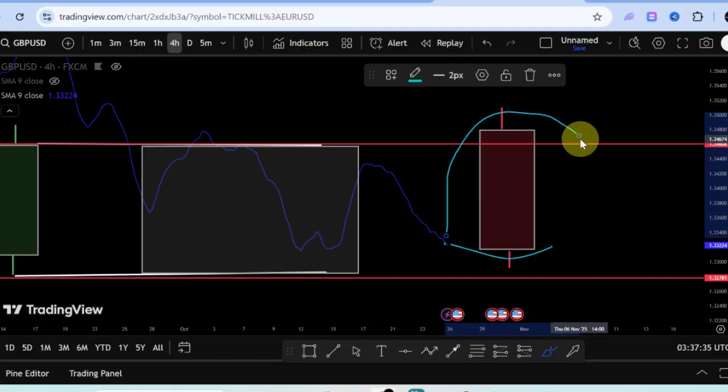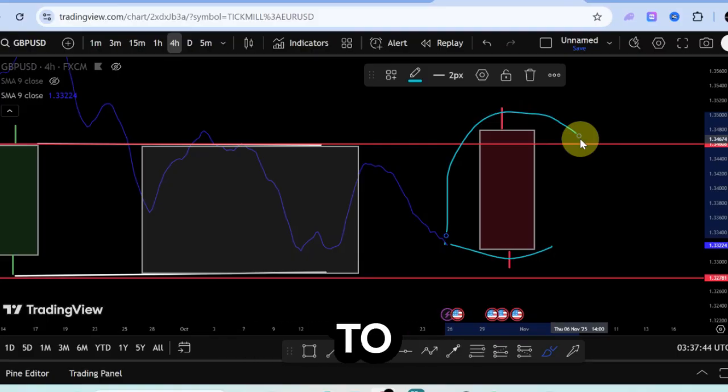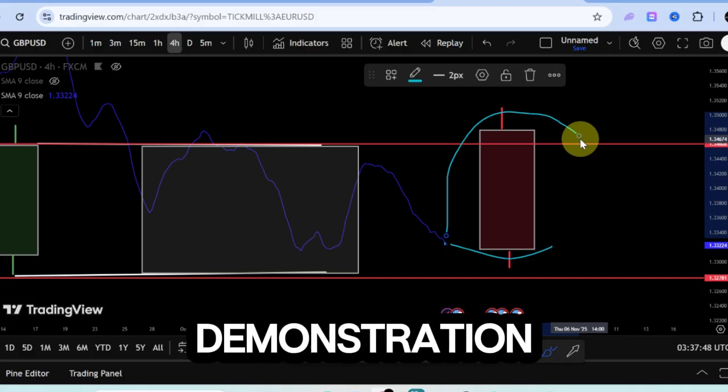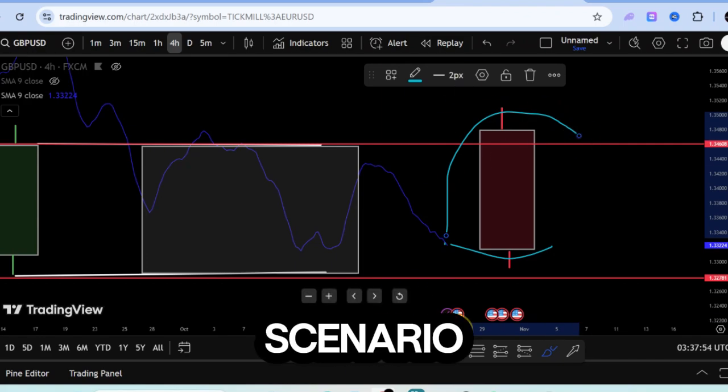If you don't understand, please just wait a minute. I'm going to open up the chart and show you guys a live demonstration to make you understand what I'm talking about. But just hold on, let me explain the bearish scenario.